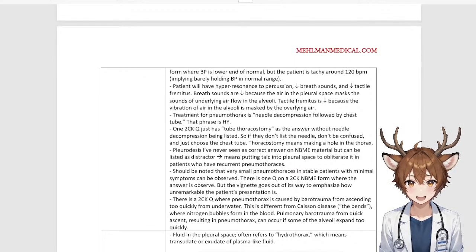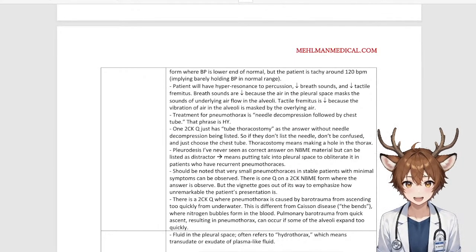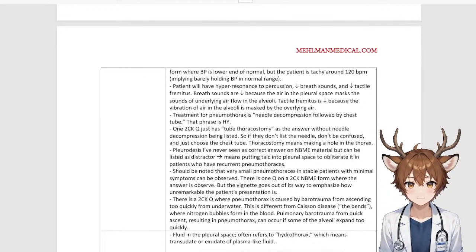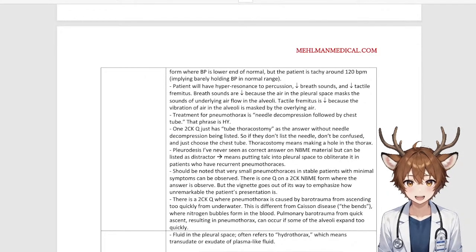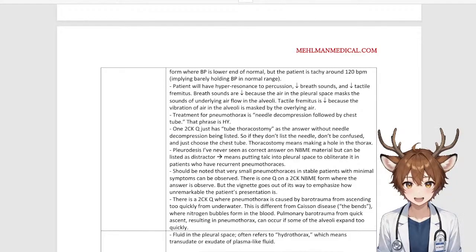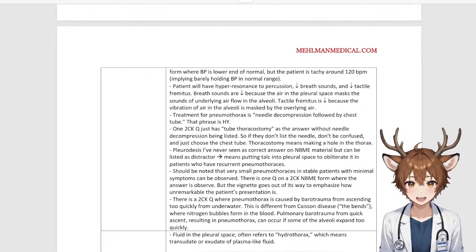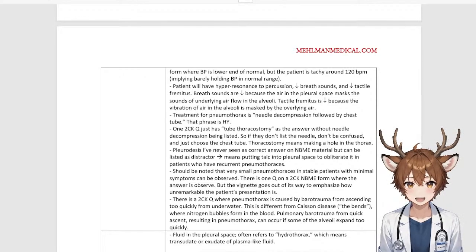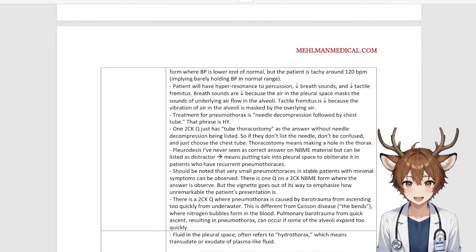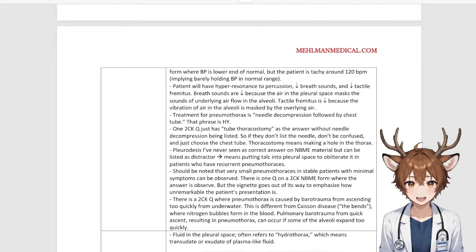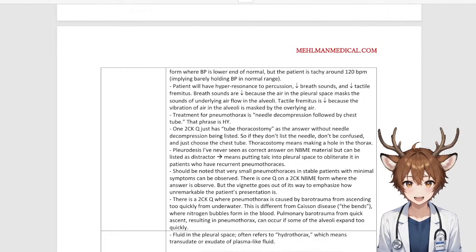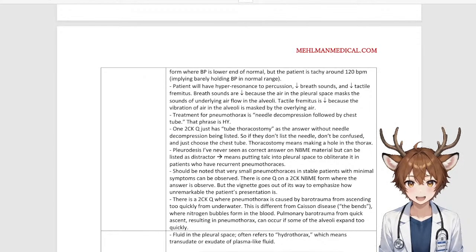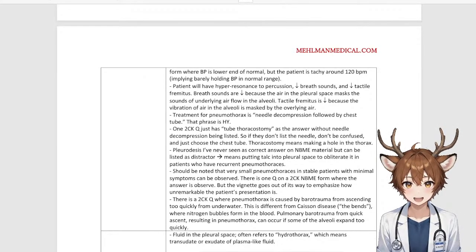Let me say it again. Treatment for pneumothorax is needle decompression followed by chest tube. That phrase is high yield. One or two 2CK questions just have tube thoracostomy as the answer without needle decompression being listed. So if they don't list the needle, don't be confused and just choose the chest tube. Thoracostomy means making a hole in the thorax. But again, the normal answer would be needle decompression followed by chest tube. If they don't have that, you may have to choose tube thoracostomy.